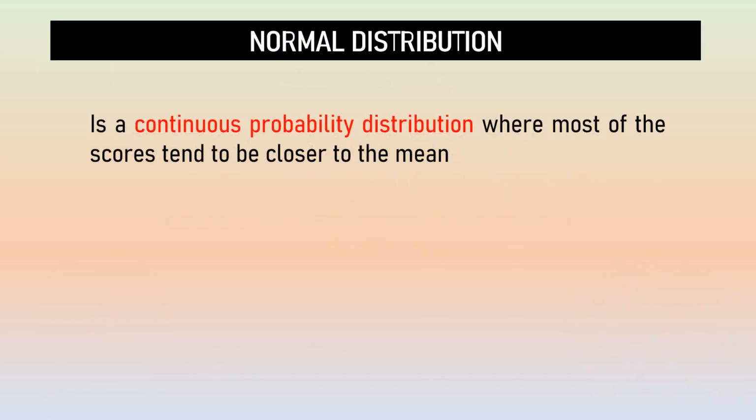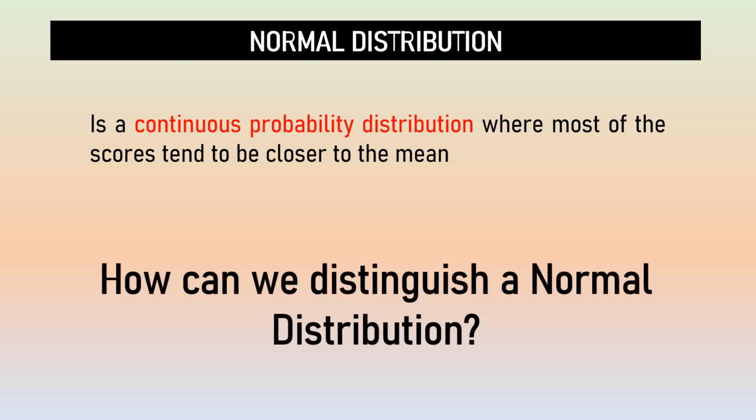Recall that a normal distribution is a continuous probability distribution where most of the scores tend to be closer to the mean. However, how can we distinguish a normal distribution? Before we arrive at an answer to this one, let's first discuss the characteristics of a normal distribution.